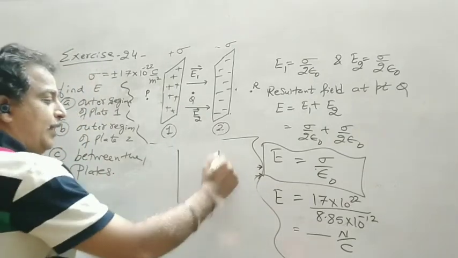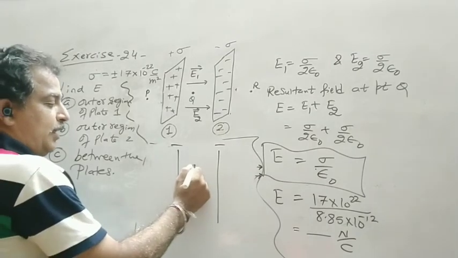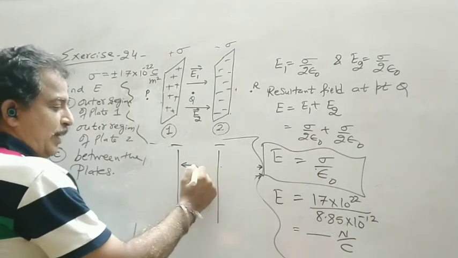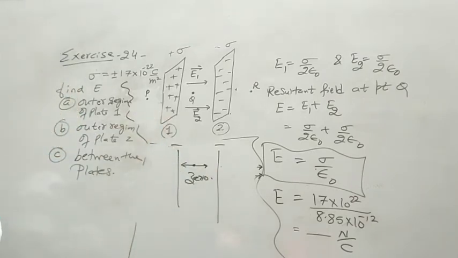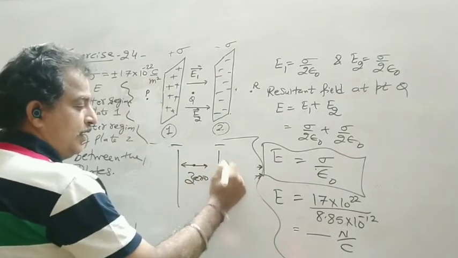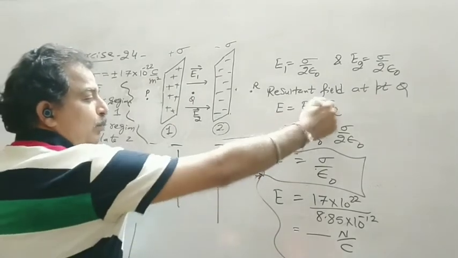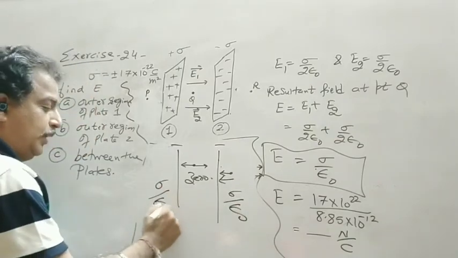Similarly, if I take negative charge, both plates are negatively charged. If I keep a test charge here, it will be attracted. This plate will attract it towards itself. So the resultant again comes out to be 0. If I take a point outside, this plate, attraction, this plate, attraction. Again both will have the same direction, sigma upon epsilon naught, sigma upon epsilon naught.